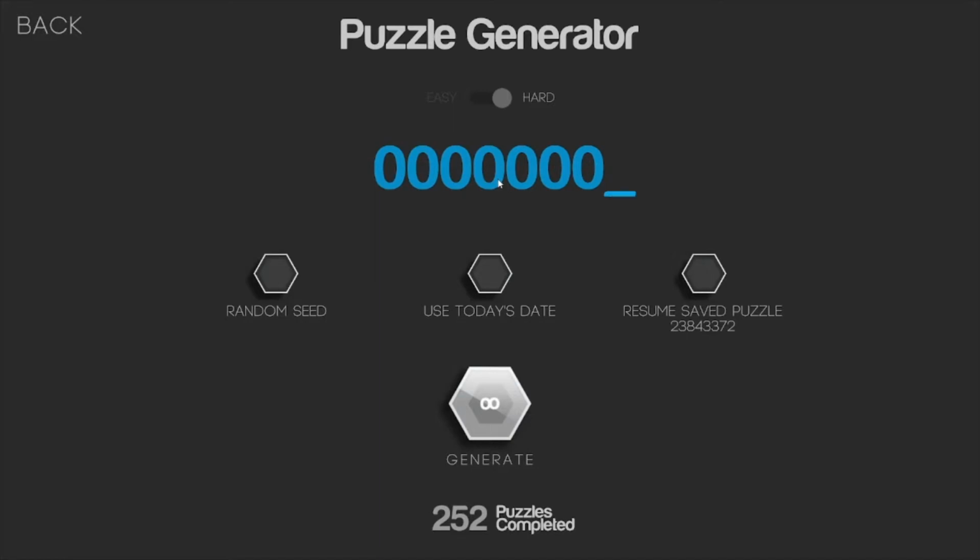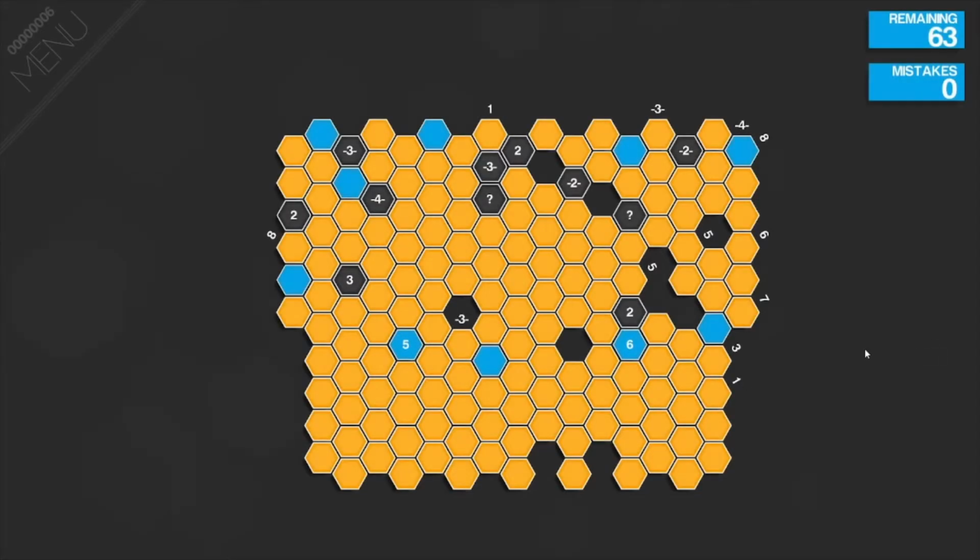Today we are working on puzzle number 6. So let's go ahead and get this thing generated and see what we're up against. Alright, a pretty large puzzle, 63 bombs within this puzzle. Right off the bat I do see a few clues that may be able to help to start.